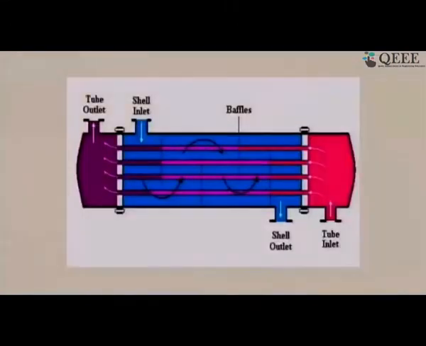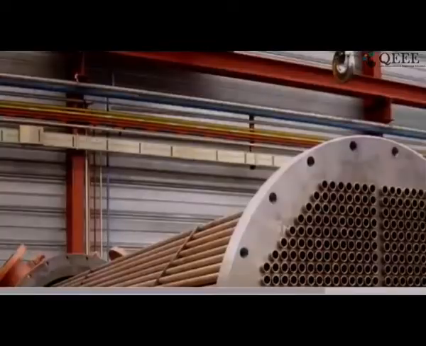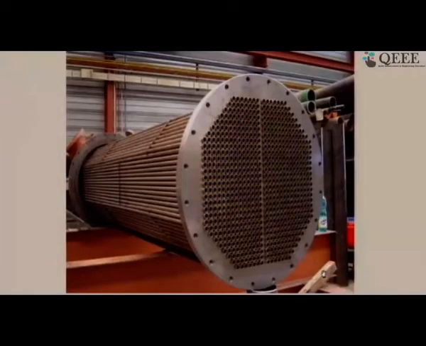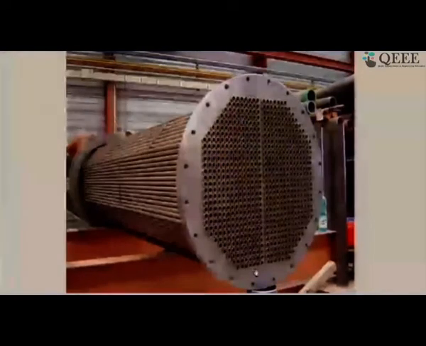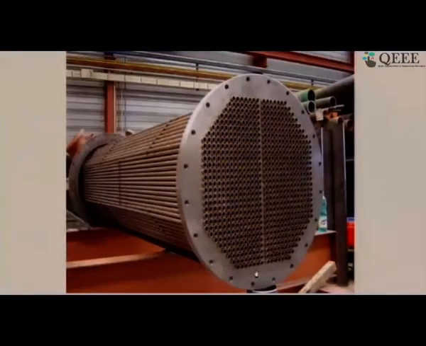This is a schematic of the same thing that I just explained, and here is a picture of what the actual device looks like. So this is fairly large in size. The tube diameter would be on the order of 10-15 millimeters, and you can see the number of tubes that have been put in. In a typical power plant condenser of a 500 megawatt unit, there would be close to 50,000 tubes.